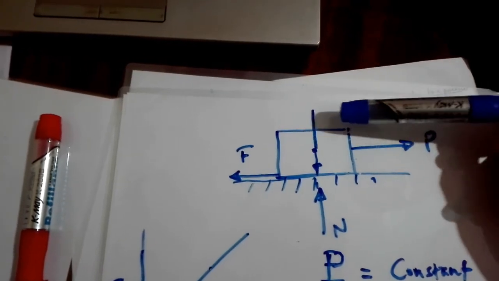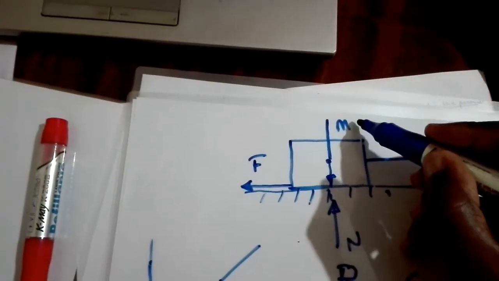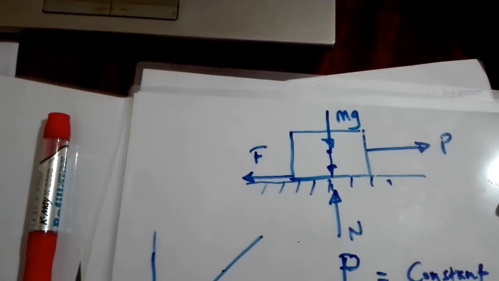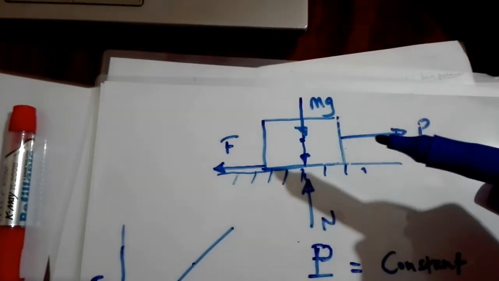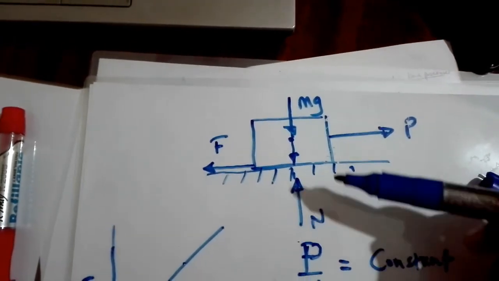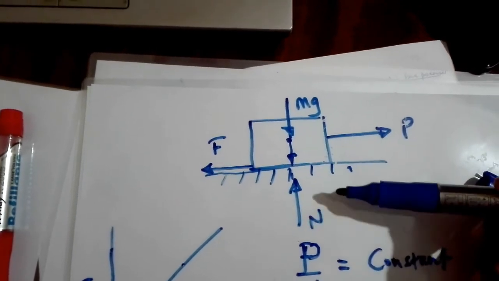Likewise, our object here has a mass m, and it will exert a force, the gravitational force mg, acting downwards. And likewise, according to Newton's third law, for every action there's an equal and opposite reaction. So the reaction to the force mg is the reaction N.